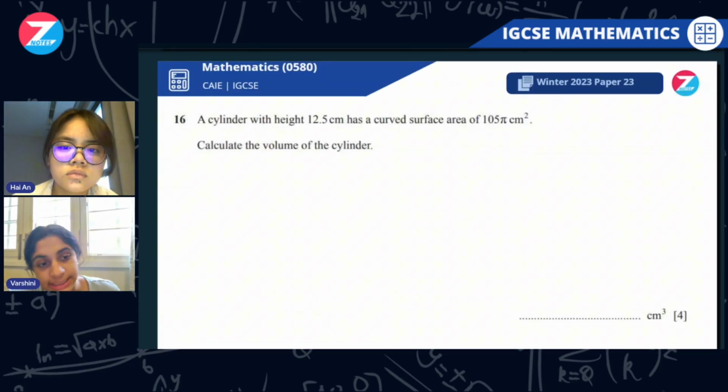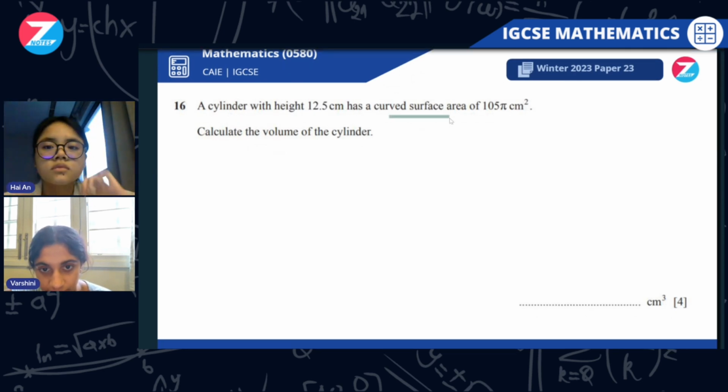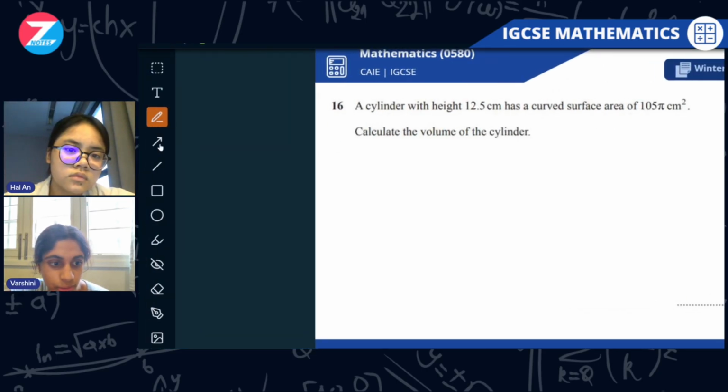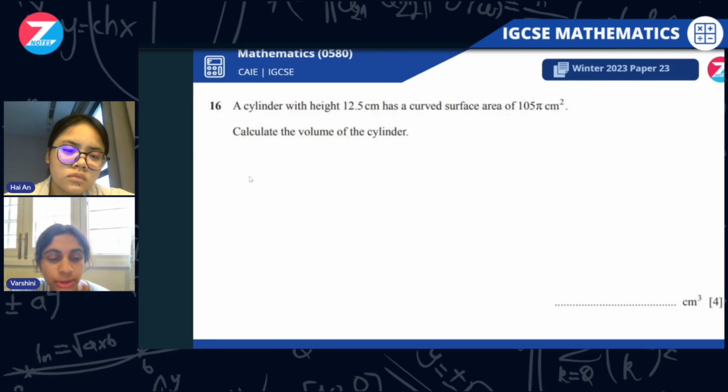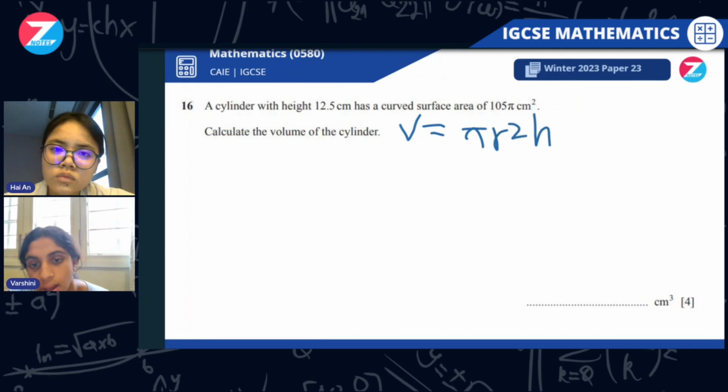Okay, question 16. A cylinder with height 12.5 centimeters has a curved surface area of 105 pi centimeters squared. Calculate the volume of the cylinder. So we know that the volume of a cylinder is just pi r squared h. We do have the height, but we don't have r. How do we find r? They've also given us the surface area. So using this, we can calculate r, and then we substitute it into the volume formula.